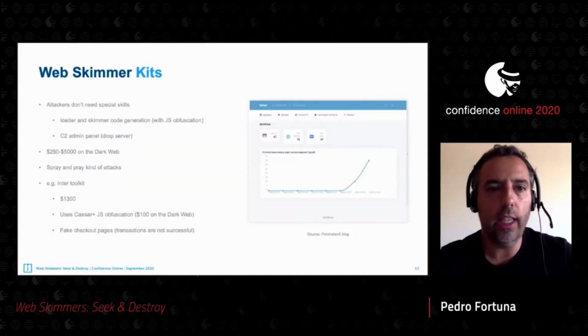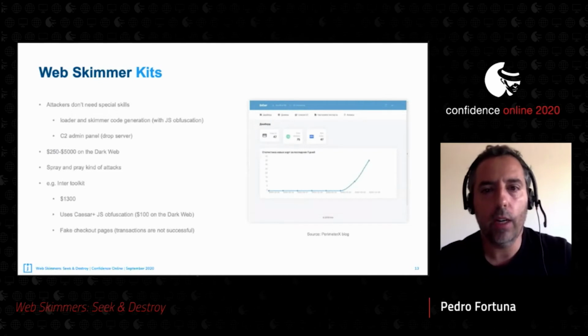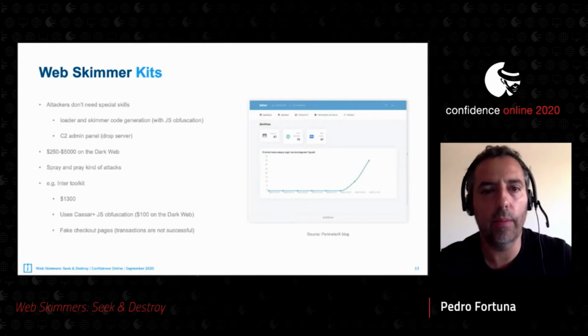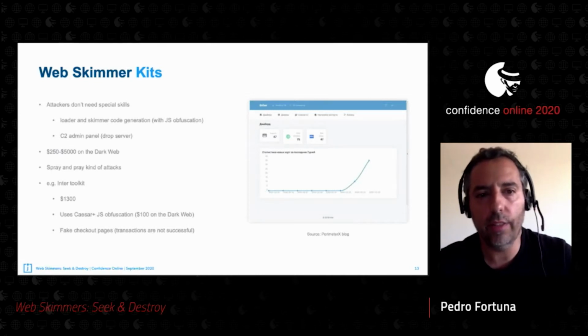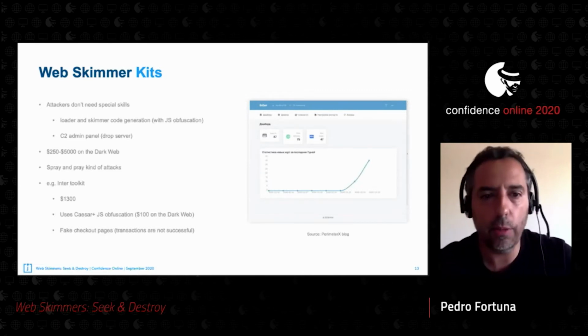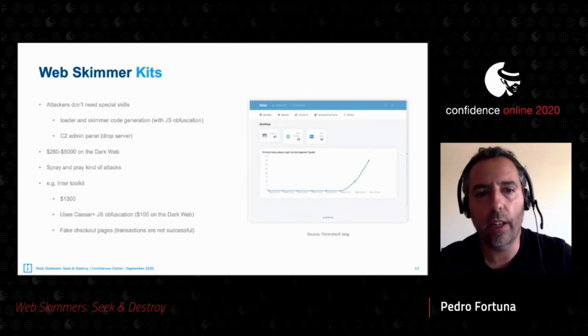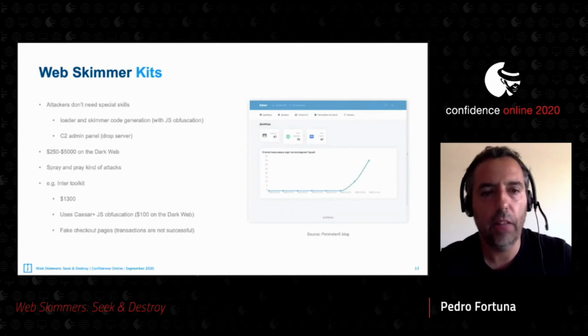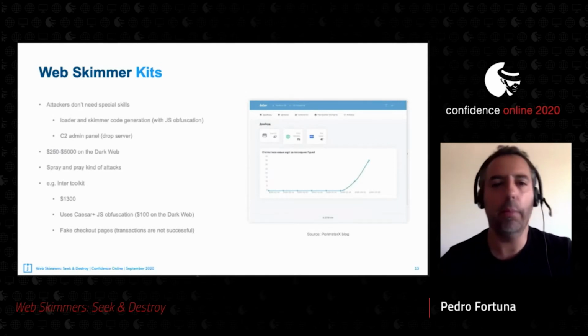Web skimmer kits are available on the dark web, so attackers don't need special skills. They can just buy a ready-to-use kit. These kits have loader code, skimmer code generation, and apply JavaScript obfuscation. They also provide a C2 admin panel like the one you see on the right. They go roughly from $250 to $5,000. They are mostly used in spray-and-pray kinds of attacks.